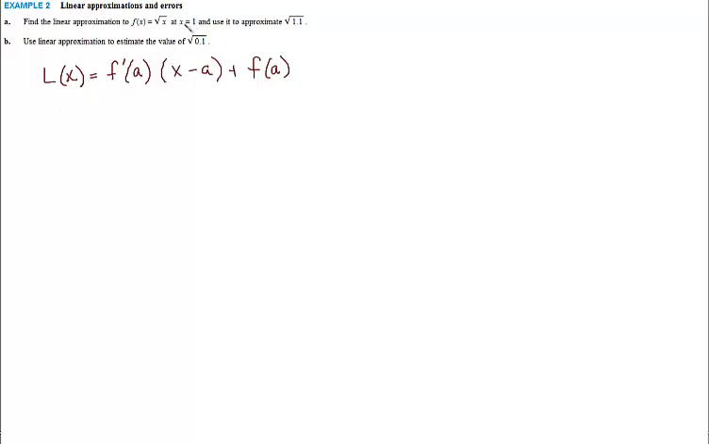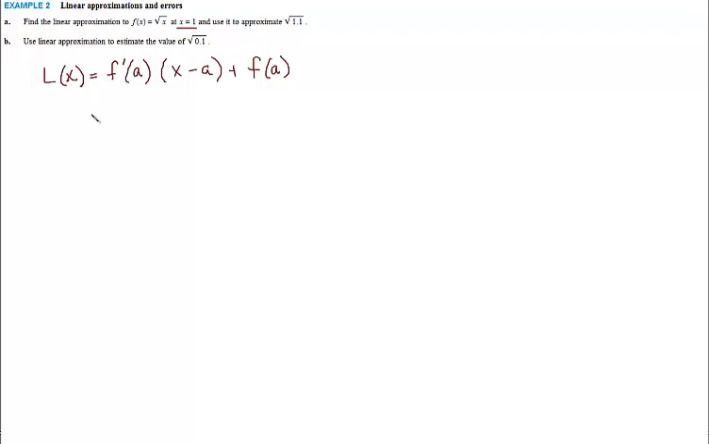So for this particular case, we're going to choose our a to be 1. The reason they choose an a to be 1 is because I can calculate the square root of 1 very easily. So if I was looking for, say, the square root of, let's say 5, I would use x equal to 4, because I know the square root of 4.